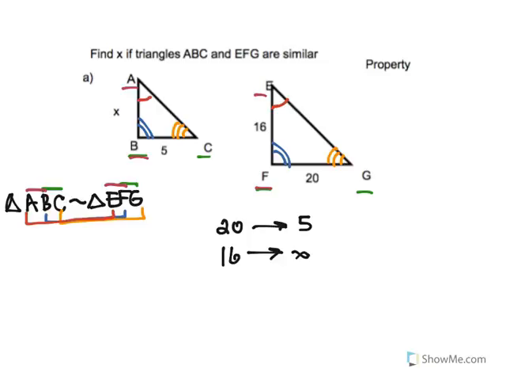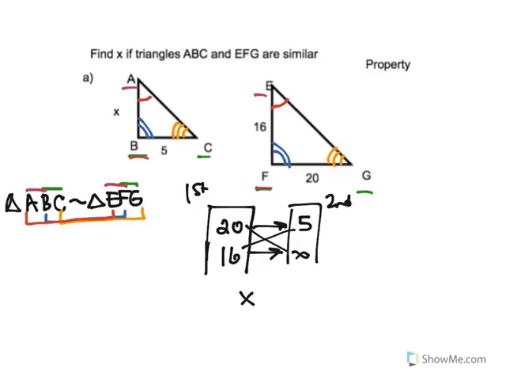X. Now, I started with the measure from the large triangle, so I have to continue with the measure from the large triangle. You always use the measure from the same triangle first, and then set it equal to the corresponding side on the second triangle. I always take from the first triangle and the second triangle. I can't ever switch that, okay? So now I cross multiply, and I get 20x equals 80, divided by 20, X equals 4.